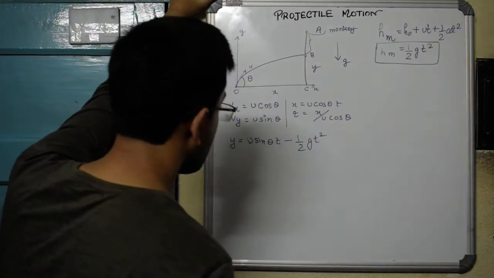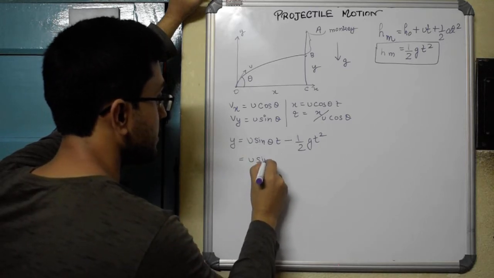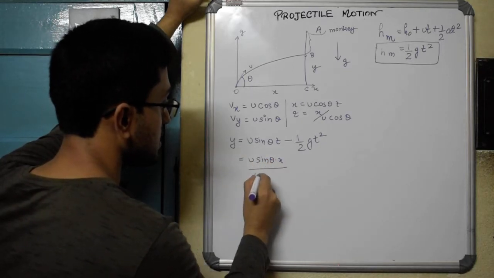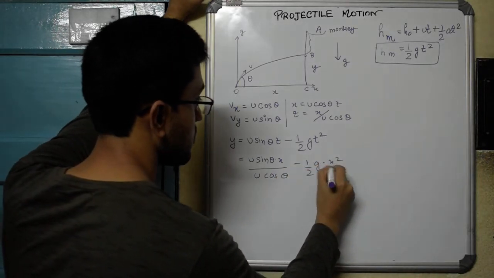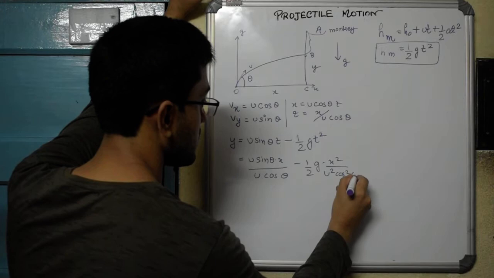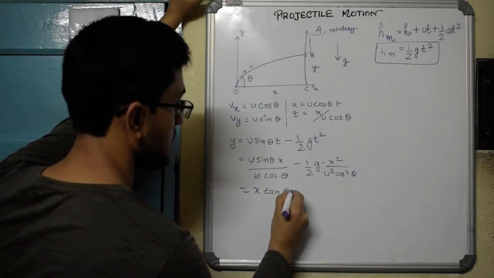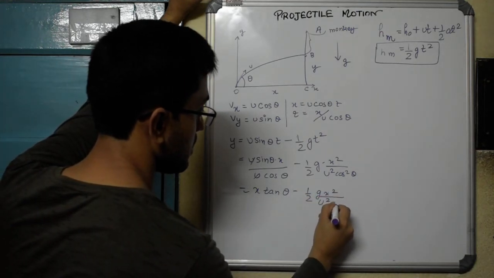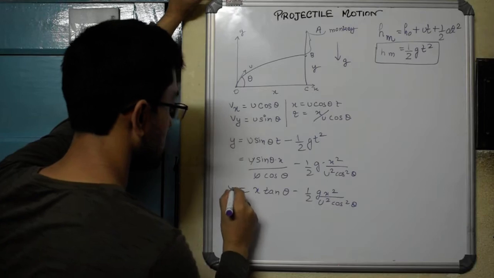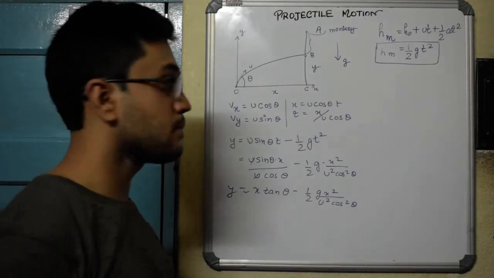If we substitute the value of time, this becomes u sin theta into x by u cos theta minus half g into x squared by u squared cos squared theta. So that is x tan theta minus half g x squared by u squared cos squared theta. This is my equation 1. And this is nothing different, this is exactly what we expected here.